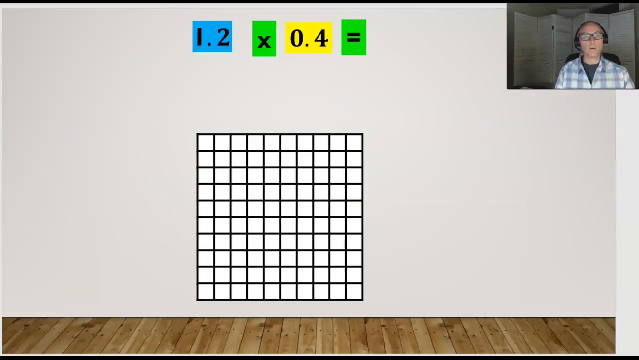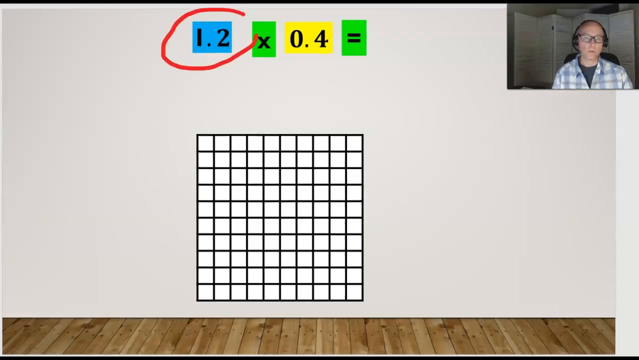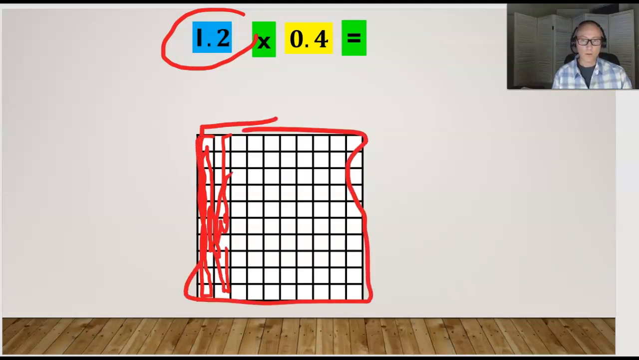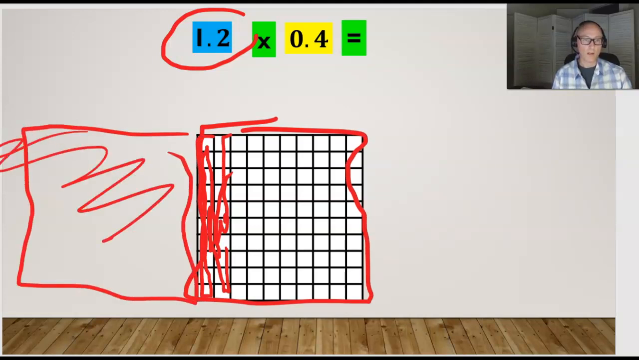Here's the thing. How are we going to shade in 1 2/10? I know how to do 2/10. 2/10 is like this. There's 1/10. Here's 2/10. How do we do 1 2/10? What's one again? This whole thing is one. So I could just draw one over here and shade it all in like that.